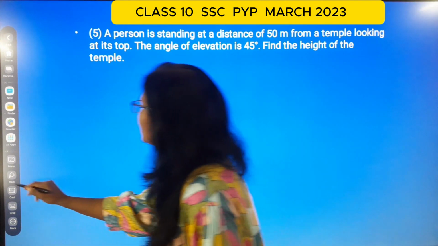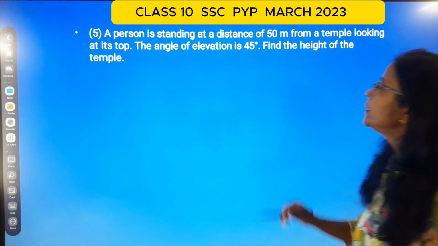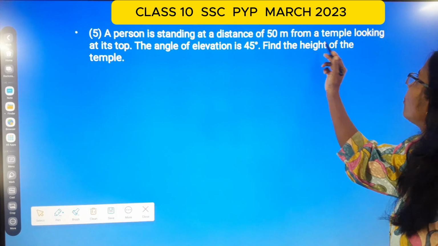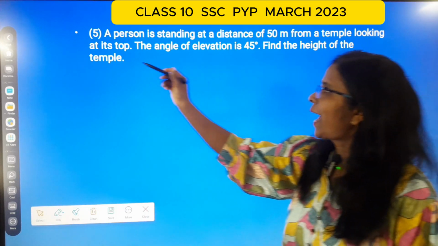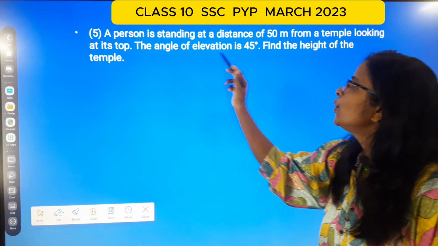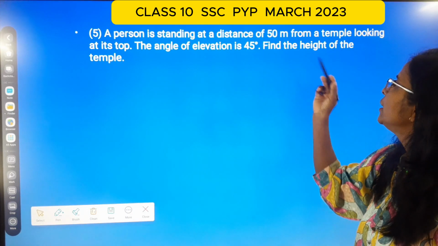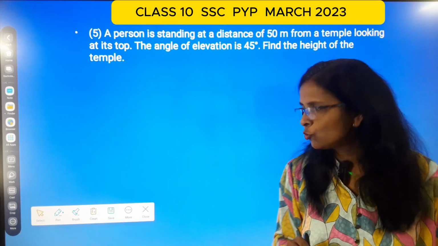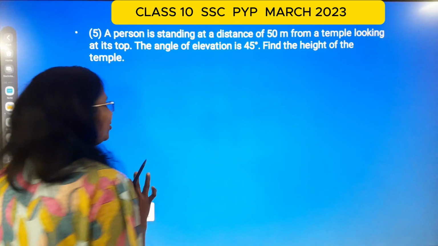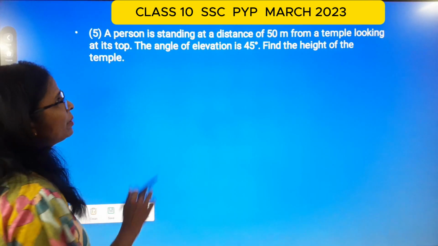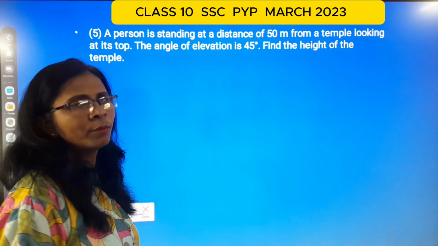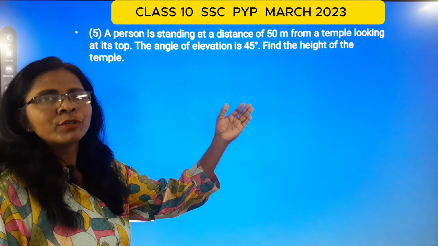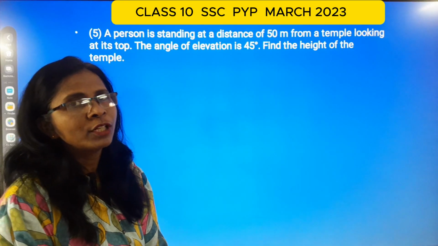A person is standing at a distance of 50 meters from a temple looking at its top. The angle of elevation is 45 degrees. Find the height of the temple. Now here, students, first we will draw the figure because this is an example from the trigonometry, application of trigonometry.